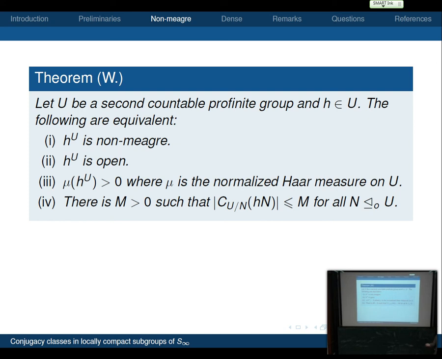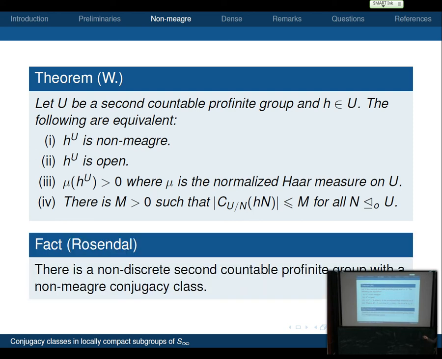Finite groups are profinite, and since it's discrete, certainly any conjugacy class is open, right? So maybe that's it, but it turns out no, there's plenty of non-discrete examples. Rosendahl has a clever example that there is a non-discrete second countable profinite group with a non-meagre class. And indeed, once you know this example and this theorem, you can build a whole family of these things.